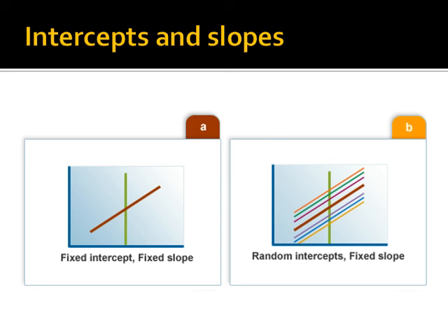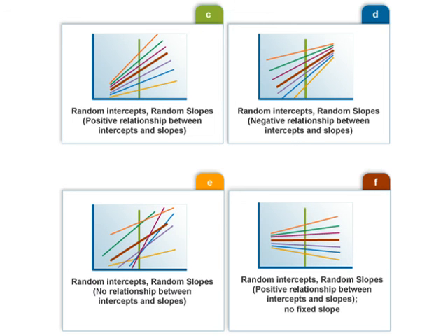Next we have random intercepts, fixed slope. So you have multiple people here who have different intercepts. They cross the y-axis at different times. They have different levels of something initially compared to other people. But the slope is the same. The level of growth is the same. Next you have random intercepts, random slopes, which is when people have different quantities of something when they begin a study at 0. But also the slope lines are different as the study continues, as time goes on.